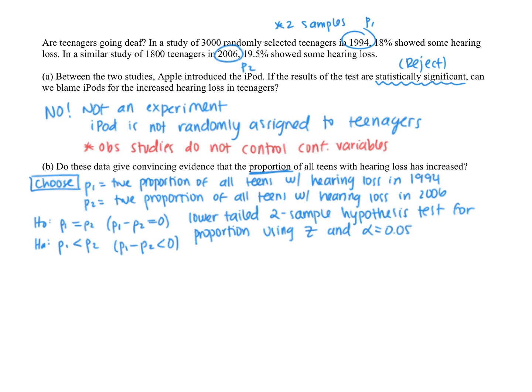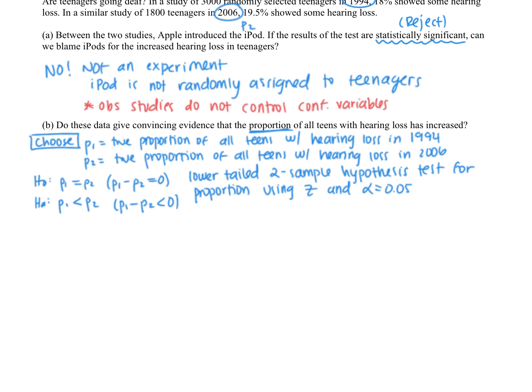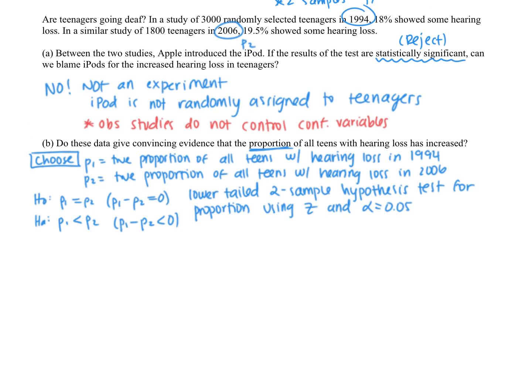Remember, with proportion, you're using Z. Z does not have degrees of freedom. So we should not be listing degrees of freedom. Okay, for our check step.